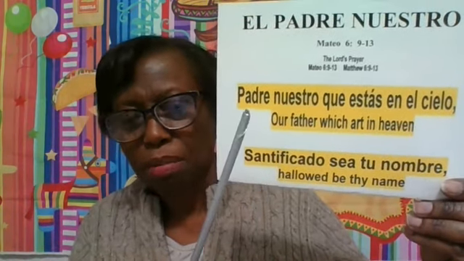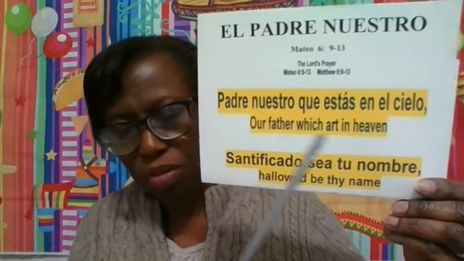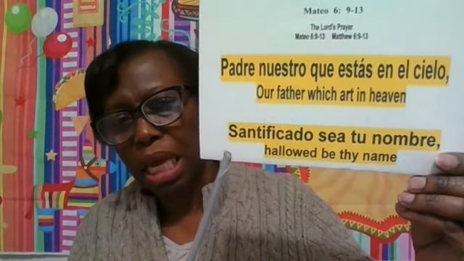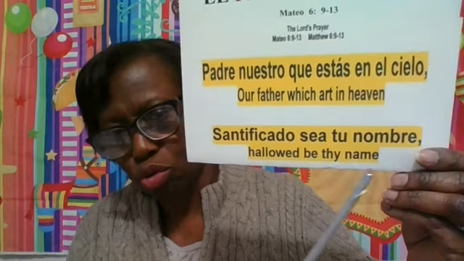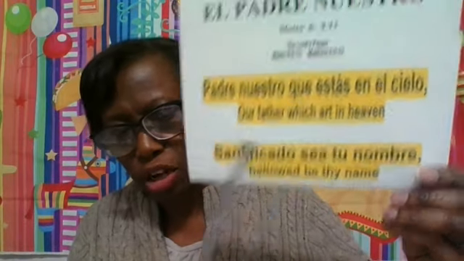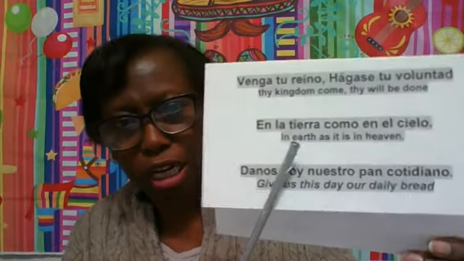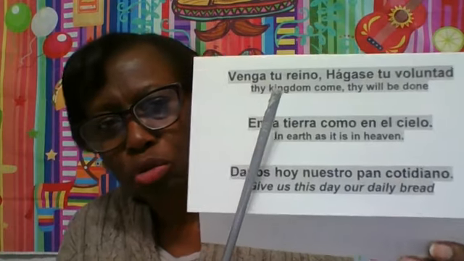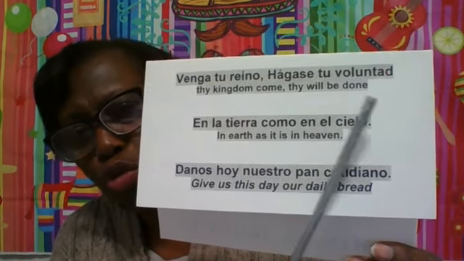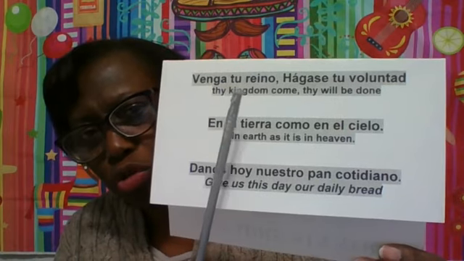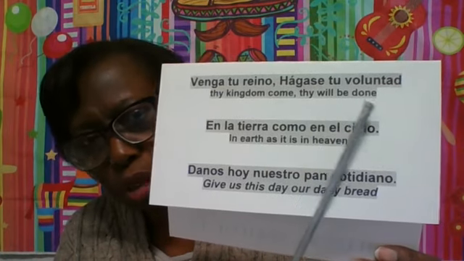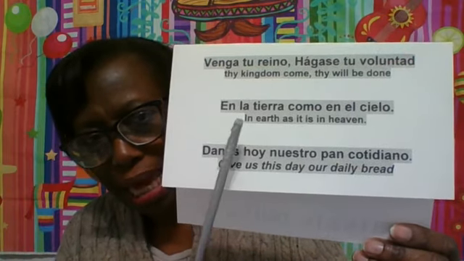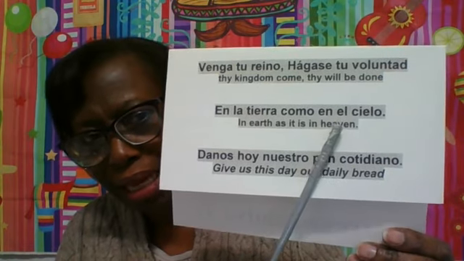Our Father, which art in heaven. Padre nuestro que estás en el cielo. Say it. Padre nuestro que estás en el cielo. Hallowed be thy name. Santificado sea tu nombre. Again. Santificado sea tu nombre. Thy kingdom come. Thy will be done. Venga tu reino. Hágase tu voluntad. One more time. Venga tu reino. Hágase tu voluntad. Next one. En la tierra como en el cielo.